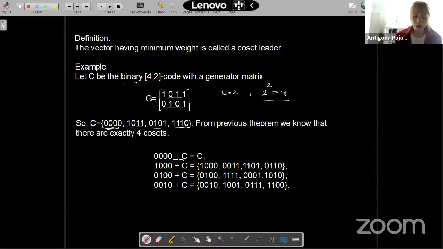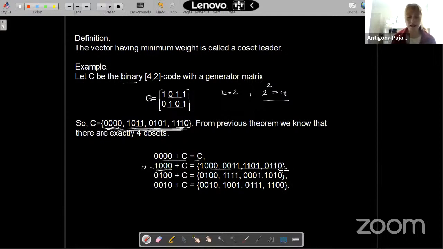Now, what do I do? The first coset will be C itself. For the second coset, I look at the code words in C. I'm going to pick one vector which has minimum weight and is not in C. One vector of minimum weight that I know is 1 0 0 0 plus C. So this is like our A. And I just add it to each vector in C, and I have the second coset.